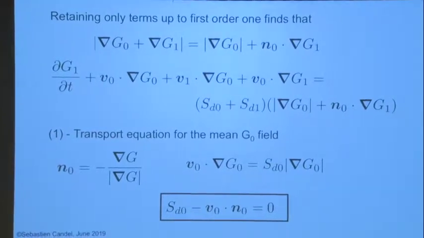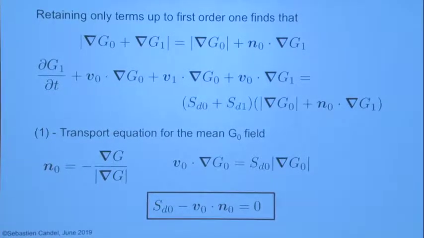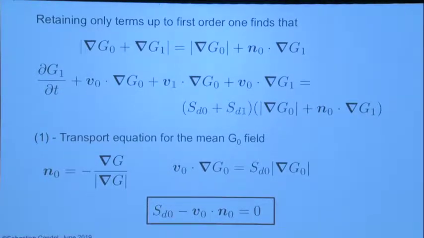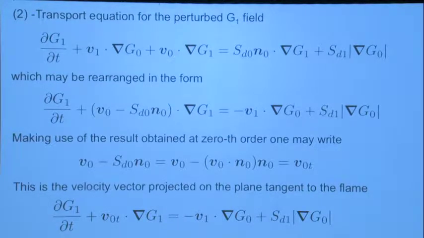And of course, the first equation that you get is exactly what I've been doing here: S_D0 minus V0 dot N0 is equal to 0. So this is the equation for the steady state. And then you get a transport equation for the perturbed G1 field. So this is the perturbation in the field G. And this gives you an equation which looks like, you have to do all these little calculations, but at the end of it, you get this term.